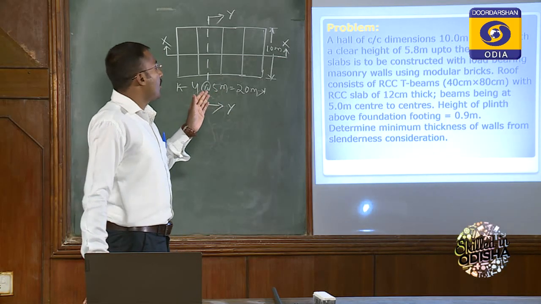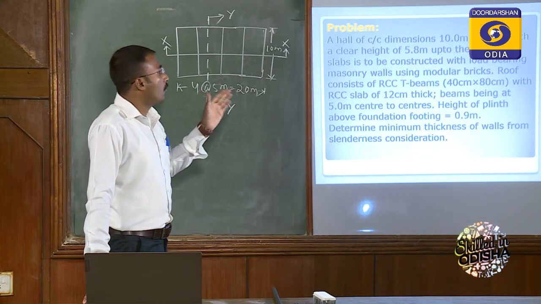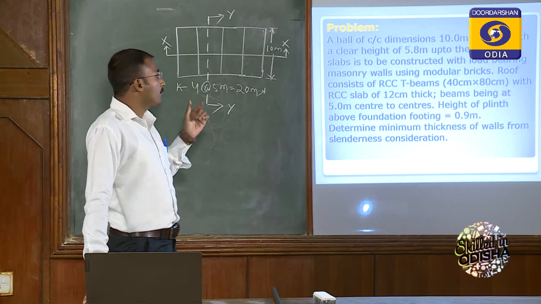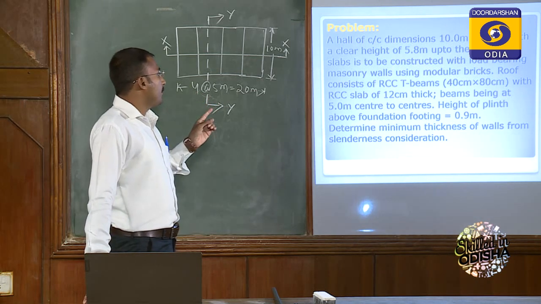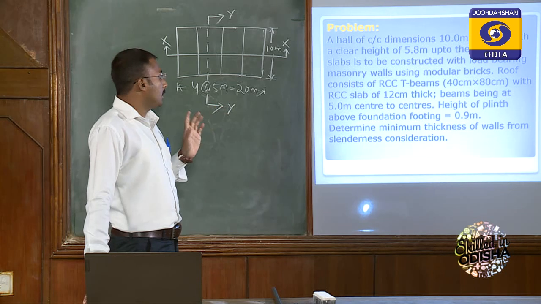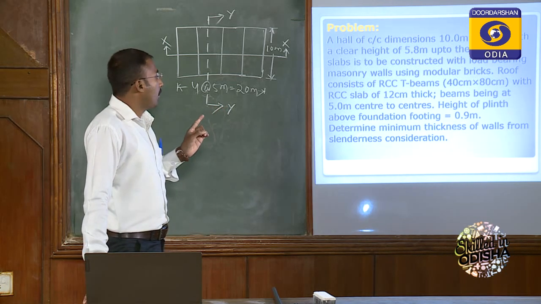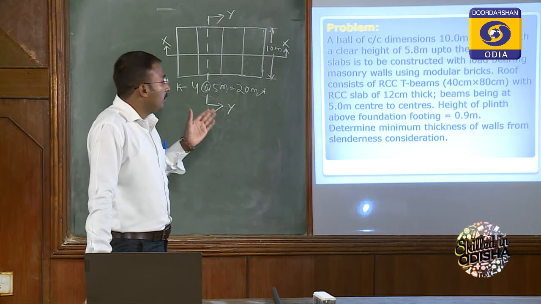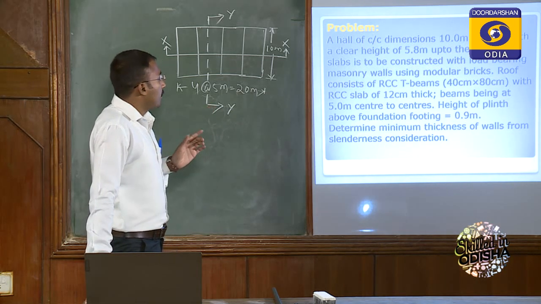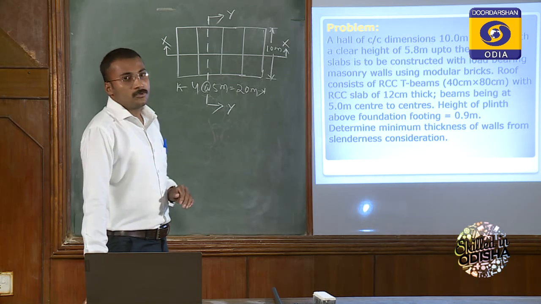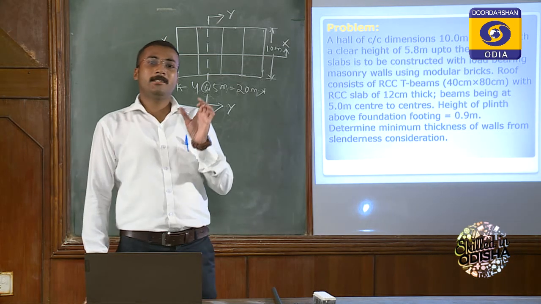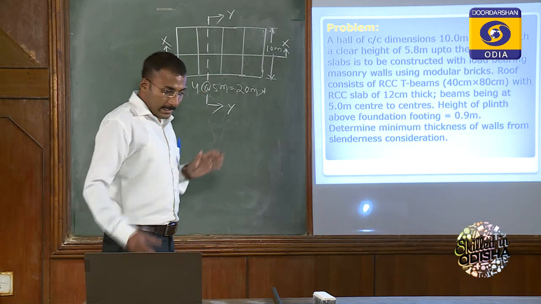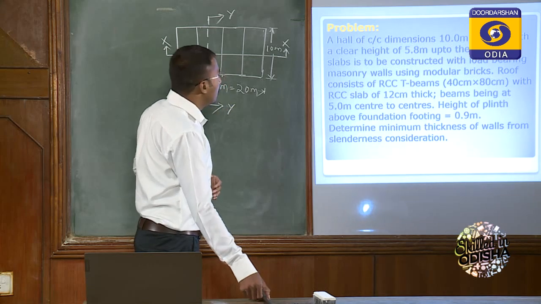The roof consists of RCC T beams of dimension 40 centimeter into 80 centimeter with RCC slab of 12 centimeter thickness, beams being at 5 meter center to center. Height of plinth above foundation footing is 0.9 meter. It has been asked to determine the minimum thickness of walls from slenderness consideration. So assuming the slenderness ratio, we will design the wall. Again, go through the problem statement.